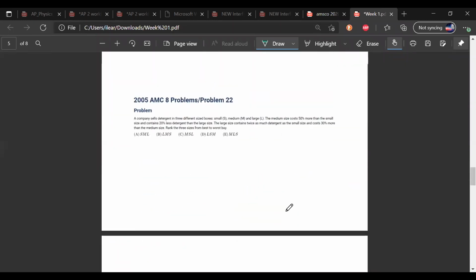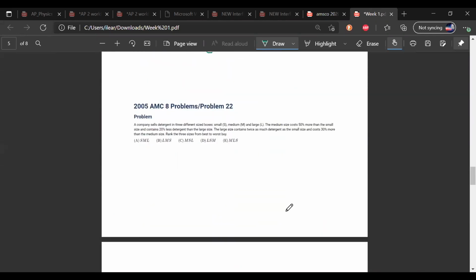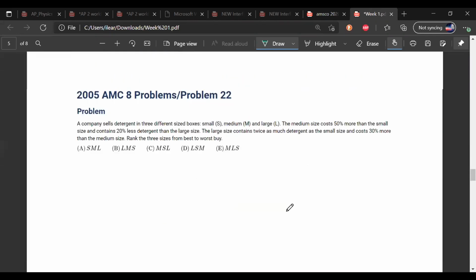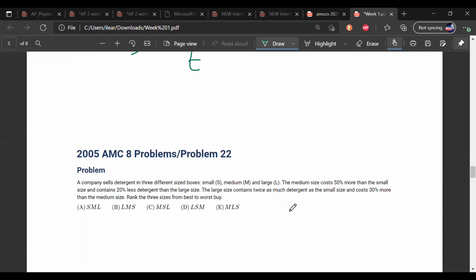All right, so it looks like we still have some problems to go over. So now let's look at another problem. A company sells detergent in three different size boxes, small, medium, and large. The medium costs 50% more than the small size and contains 20% less detergent than the large size. The large size contains twice as much detergent as the small size and costs 30% more than the medium size. Rank the three sizes from best to worst to buy.